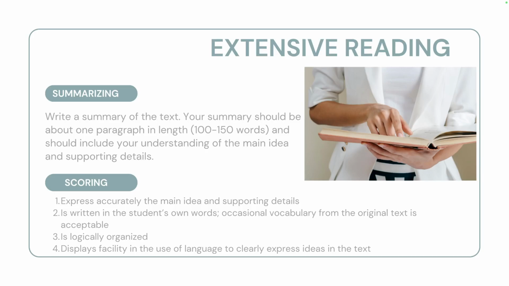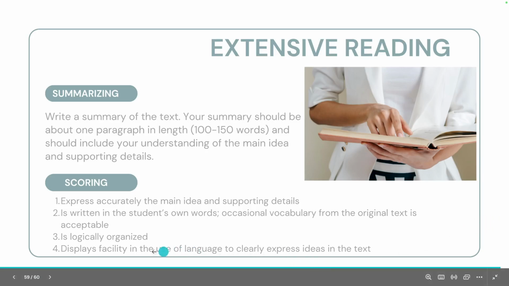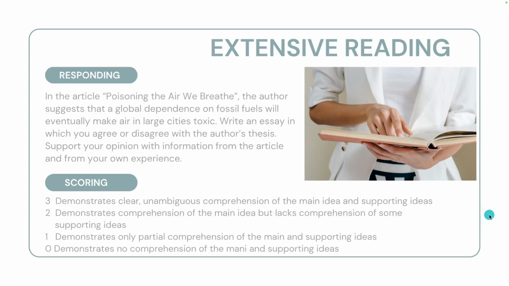Okay, so keep that in mind. It's reading. So look at the scoring criteria. Express accurately the main idea and supporting details. If a student is able to do that, even though they make a ton of mistakes in language, they could still get a pretty good score. Is it written in the student's own words? That means paraphrasing. Is it logically organized? Does it display facility in the use of language to clearly express the ideas in the text? So you still need to have a language focus, but you can see some of the other items are not language focused.